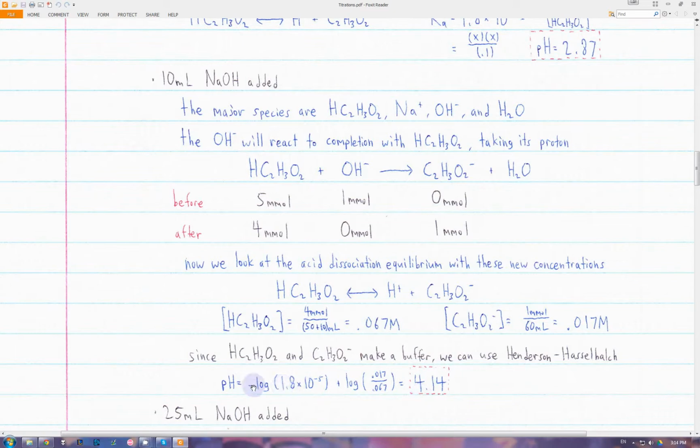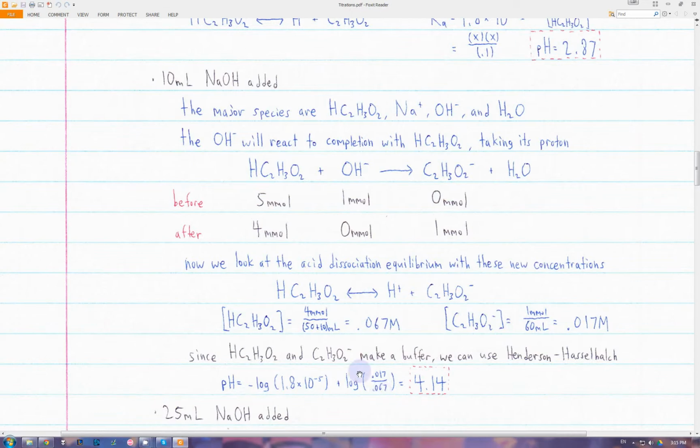So we have the negative log of the Ka of acetic acid plus the log of the concentration of the base, the acetate ion, over the acid. Remember, you have to find the new concentrations after this reaction using the new volume, which is the initial volume, 50 milliliters, plus the amount of sodium hydroxide that we added. So the total volume is now 60 milliliters. So we plug in the concentrations of the acetate ion over the acetic acid, and then we get that the pH is 4.14.